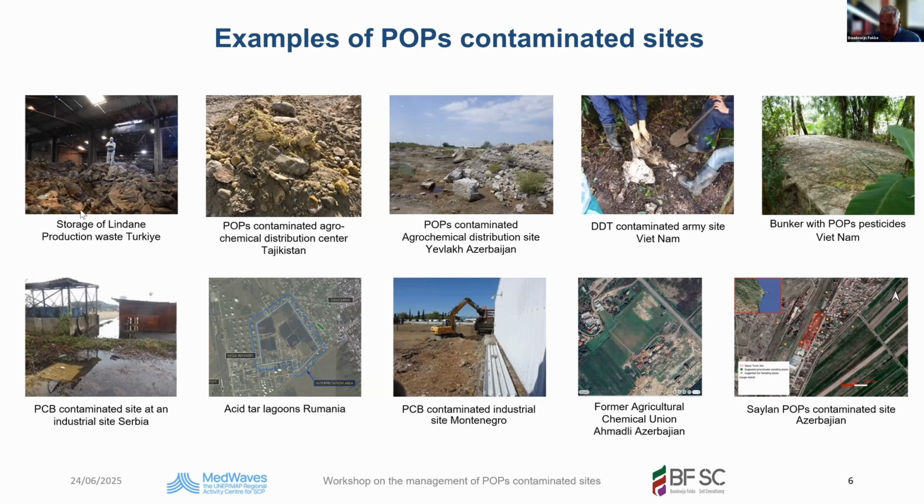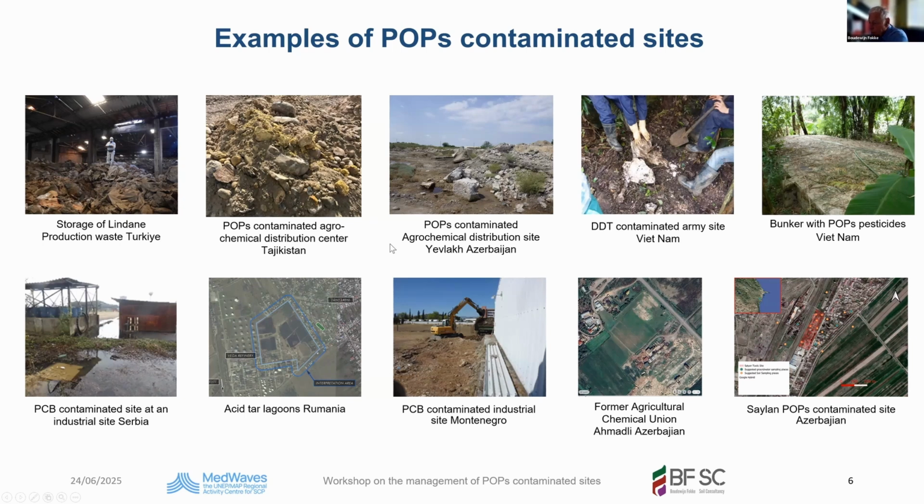This is a PCB contaminated site in Serbia. In these storages, they have stored PCB containing equipment, and it leaked, so the site was contaminated. This is an acid tar lagoon in Romania, a large refinery. Here is the refinery, and these are the acid tar depots contaminating the groundwater around this facility.